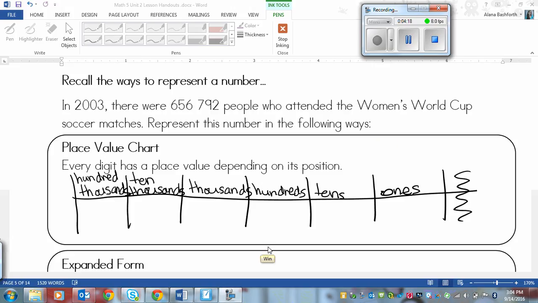Okay, here we go. I got it. So you may want to pause and copy. So we've got 100,000s, 10,000s, 1,000s, 100s, 10s, and 1s. And then all we do is place the numbers, each digit, in its appropriate place value.